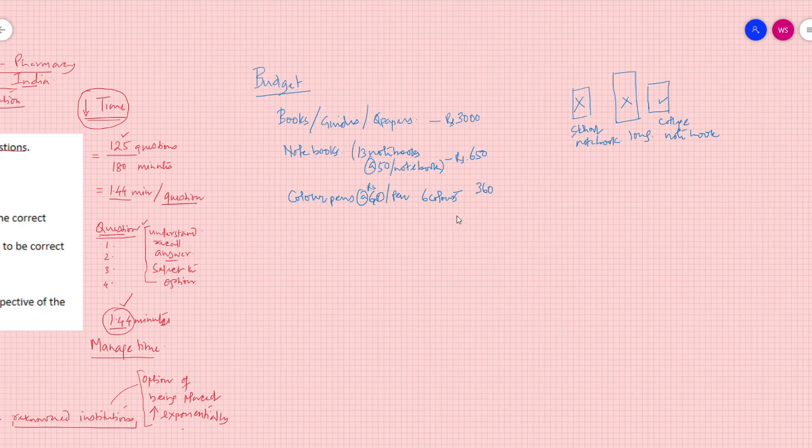So if we add this up, that would be roughly about 4,000 rupees. So that is the minimum budget that one needs to set aside for an optimal preparation. Next, we'll discuss each of these separately.